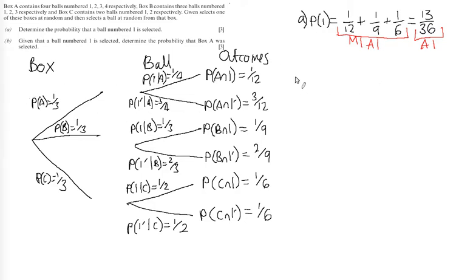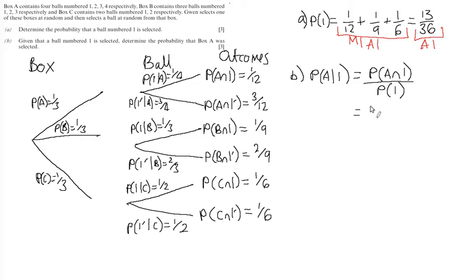Part B says, given that the ball numbered 1 is selected, determine the probability that box A was selected. So we're working backwards now. So we're looking to find the probability of A was selected given that I have picked a 1. So this is going to be the probability of A intersect 1, so the probability of picking a box A and the number 1 from it, over the probability of actually picking a number 1.